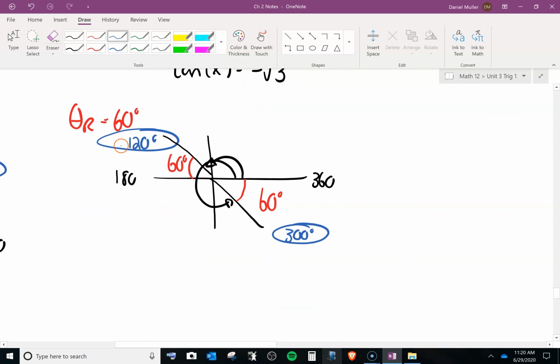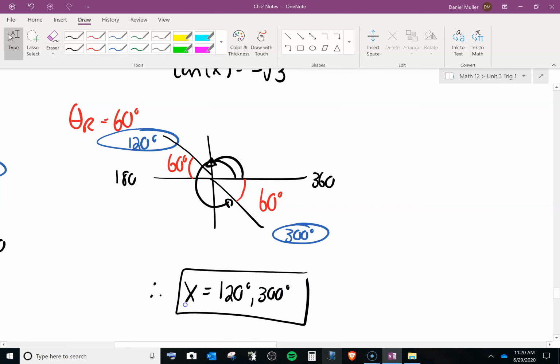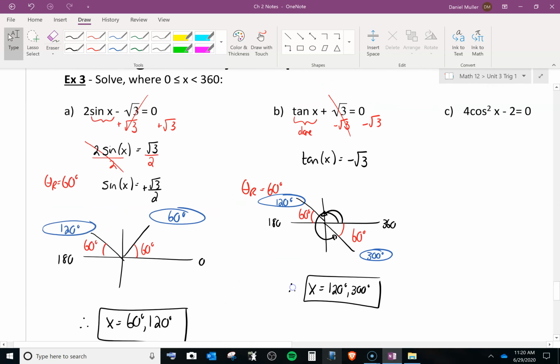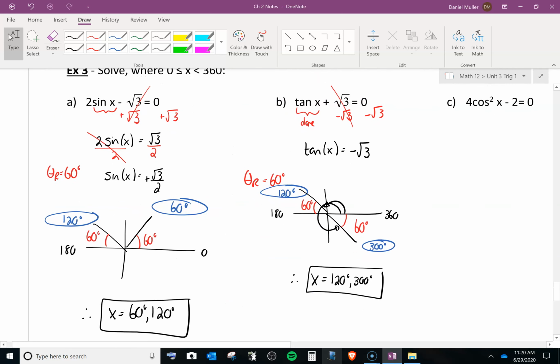Therefore, you can have a sentence. Therefore, our x is equal to 120 degrees and 300 degrees. So I'll zoom out. Again, not much is different with letter B as well. I just have to subtract the square root of 3 over to the right-hand side.